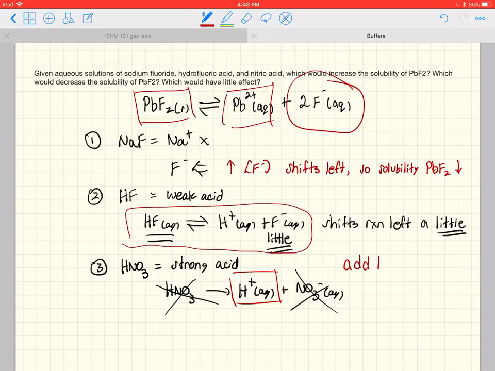So if we add H plus, this decreases the fluoride because H plus will react with fluoride. If you decrease fluoride, this means the reaction will shift right. Okay, it'll shift right by a whole lot. All right, so it's basically removing F minus. If you remove a product, you shift towards the decrease, and it shifts right. So that means it's more soluble.